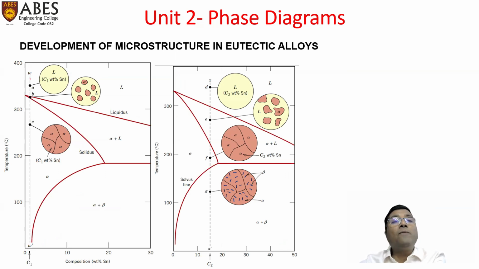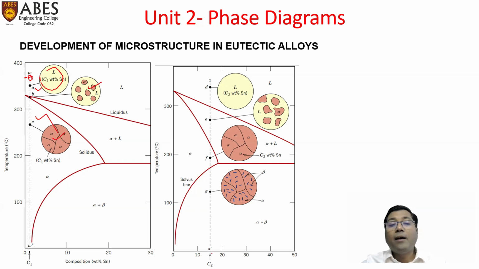So when we cool any of this composition from 380 or 350 degrees Celsius along this vertical dotted line, we have a complete liquid phase here, where a single phase would be present. Then at this point, both liquid and solid would be present, and then complete alpha would be present. It's a single phase alpha, and till room temperature only alpha would be present.